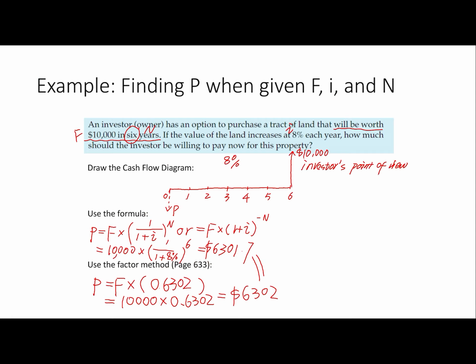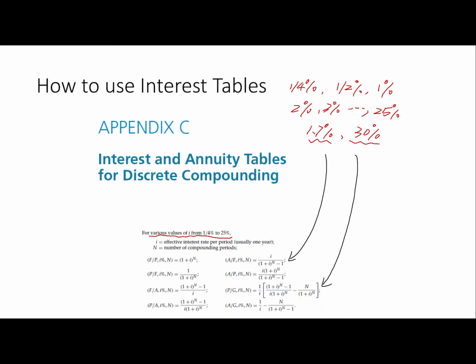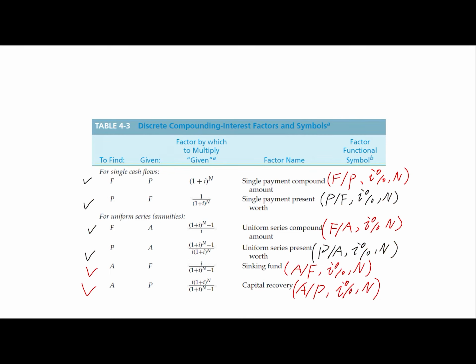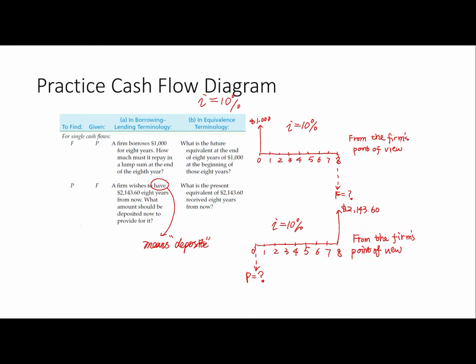We have introduced the formula method and the factor method. And of course, what you want to know is the factor method. And very important, how to use the interest table, okay? And how do you write the factor correctly. Okay. And can you draw the diagrams based on the given condition? Can you draw it based on the specific viewpoint?